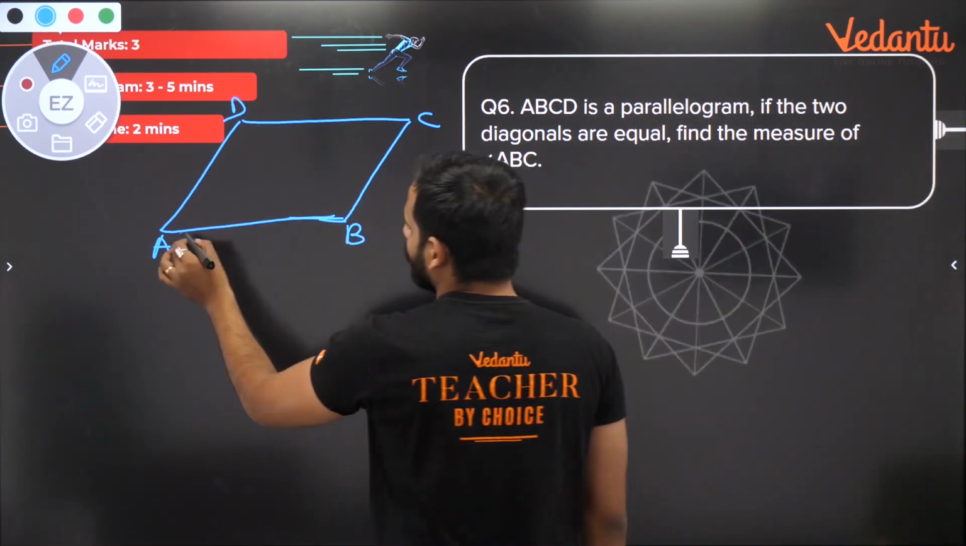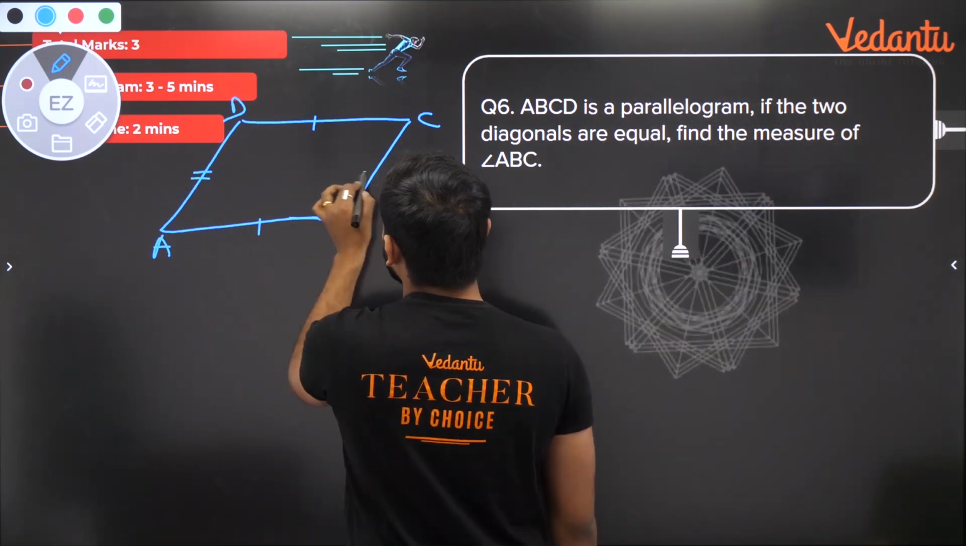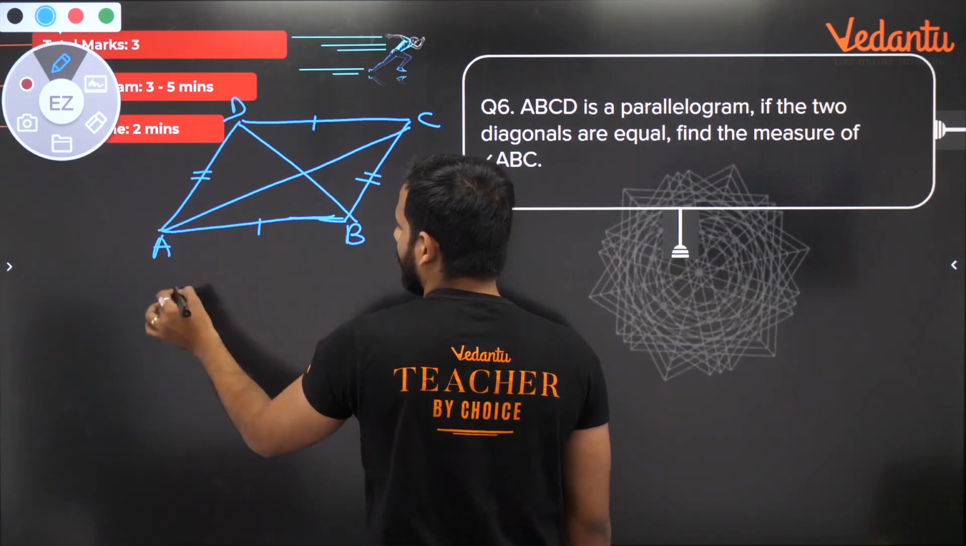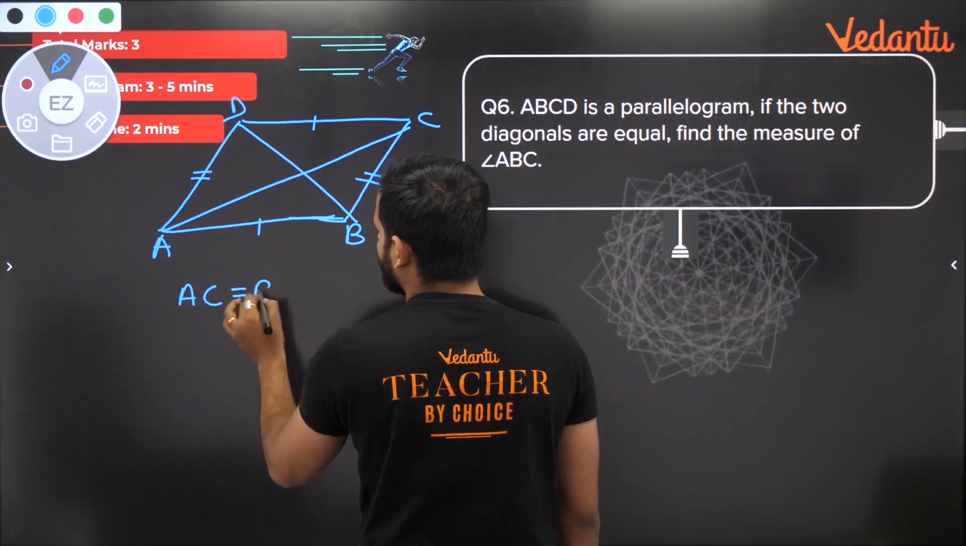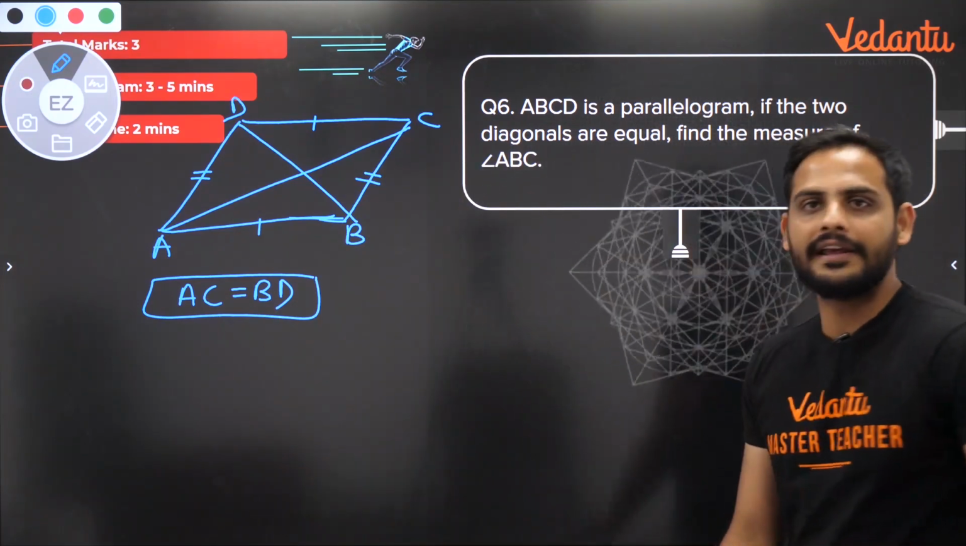So, I know if it is a parallelogram, AB is equal to CD and AD is equal to BC, this I know. But here, I have been given that AC is equal to BD as well.